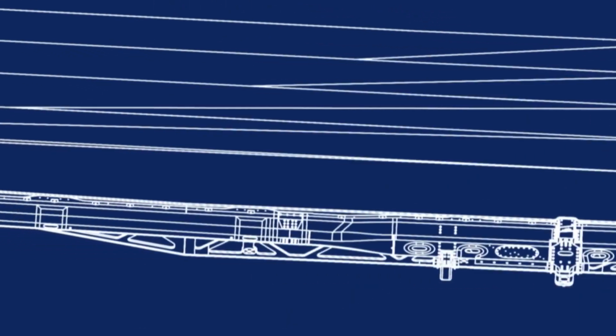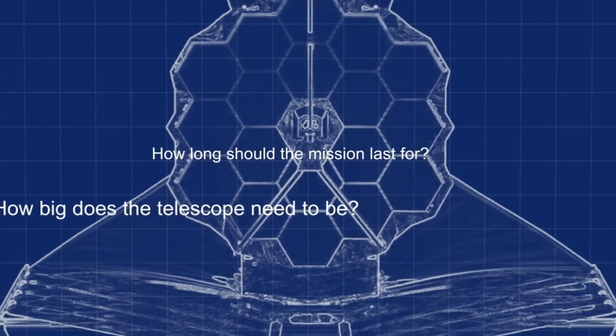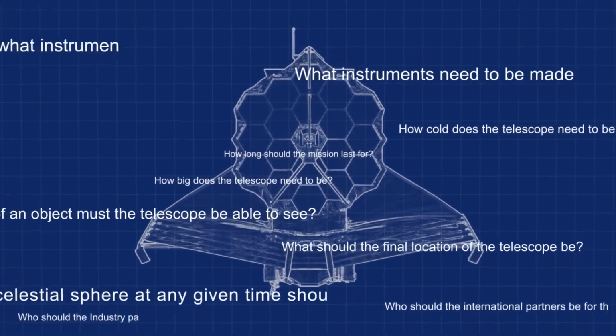Before any designs for Webb could be created, certain criteria needed to be established first. We had to figure out, well, number one, how big could it be? Number two, how cold could it be, or should it be, to achieve the scientific objectives? And number three, where to put it so that it could get that cold. We knew we wanted to have international partners on Webb, just like we did on Hubble, and those partners were the European Space Agency and the Canadian Space Agency.